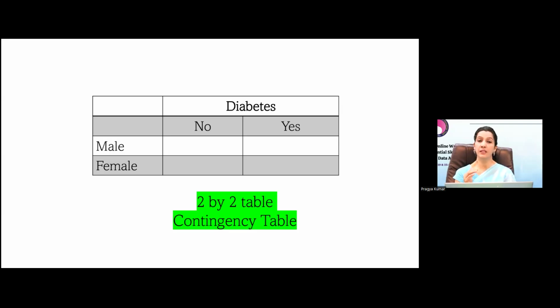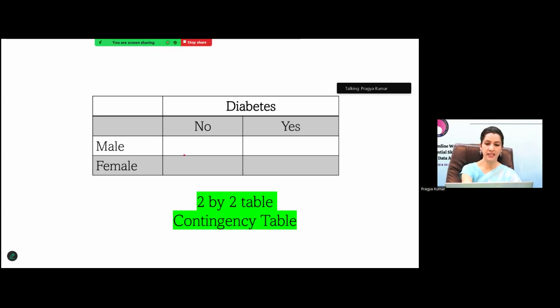So what will be the total number of cells? What is a cell? Basically a cell is this one. This is one cell, this is another cell, this is again one cell, and this is another cell. So if I ask in a 2 by 2 table the total number of cells, what will be your answer? Okay, Radha, right, it will be 4.